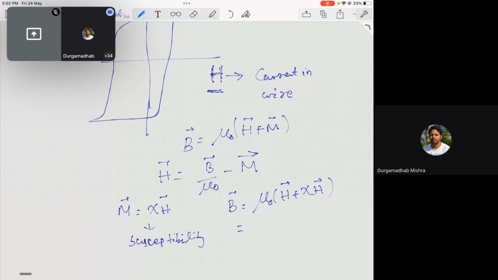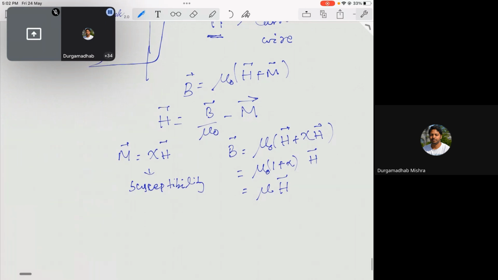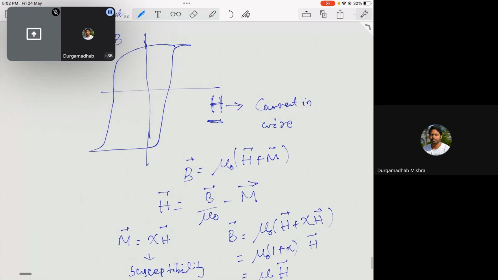So this will be equal to mu naught (1 plus chi) into H, which is equal to mu into H. Okay. So this 1 plus chi is also known as the relative permeability. Okay. So this is the relation between B and H, which is different for different materials.